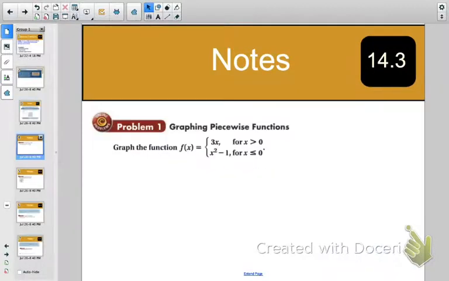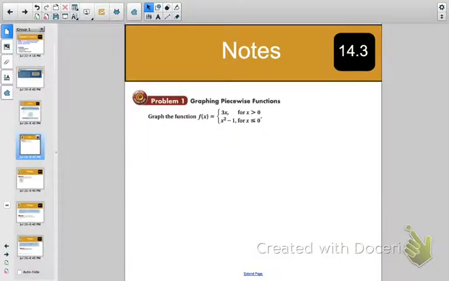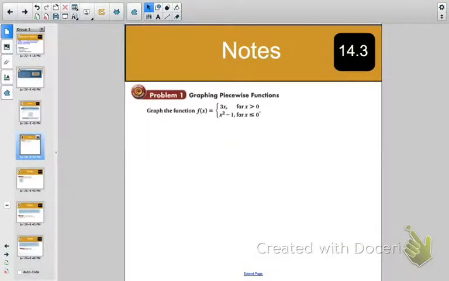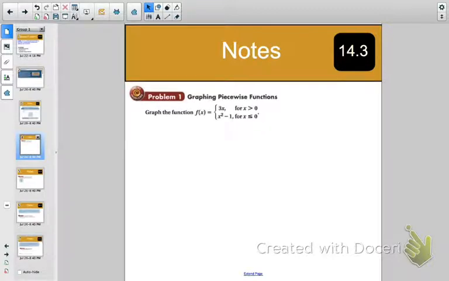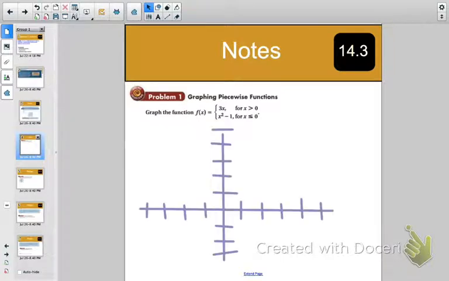Okay, so last year we did piecewise functions, just pure linear piecewise functions. Now that we know how to do quadratics, we're going to use a linear and quadratic for this. Alright, so I've got my graph set up.